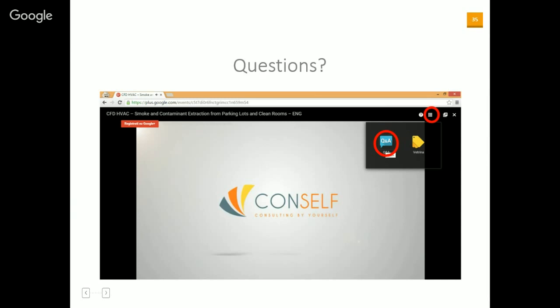Another question, probably regarding industries and companies: is it possible to share the results? Well, the answer is obviously yes. Conself is a web application, so you can create a company account, and by sharing username and password, you can allow multiple users to access the same subscription.